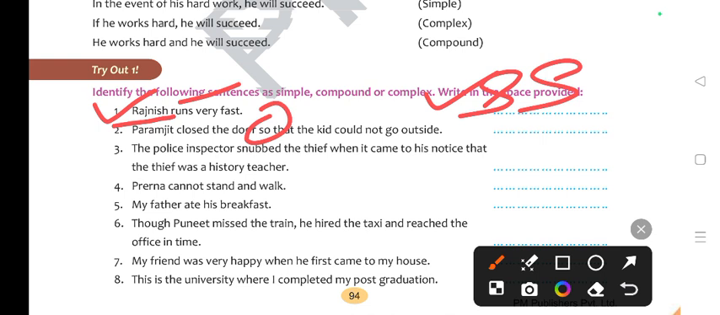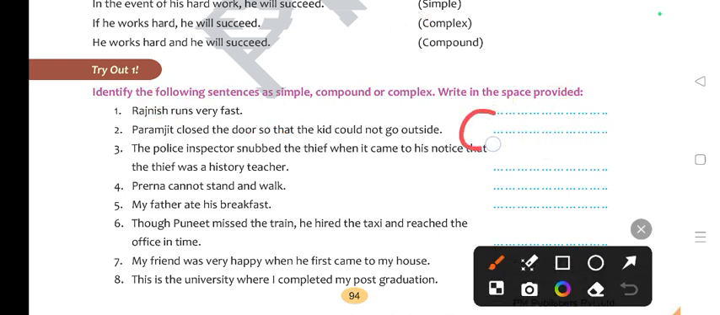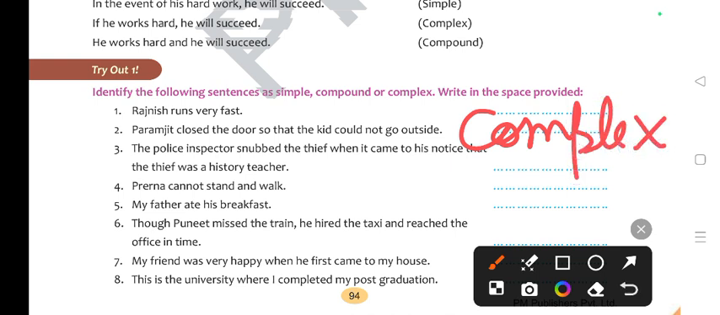Now Paramjit closed the door so that the kid could not go inside. So that लग गया यहाँ पे. So that is an example of complex sentence. This is complex. Let me write here complex because so that is being used here. Now the next is, the police inspector snubbed the thief when it came to his notice that the thief was a history teacher. अब when आ गया, यानी कि relative pronoun आ रहा है. So this is an example, again complex sentence.